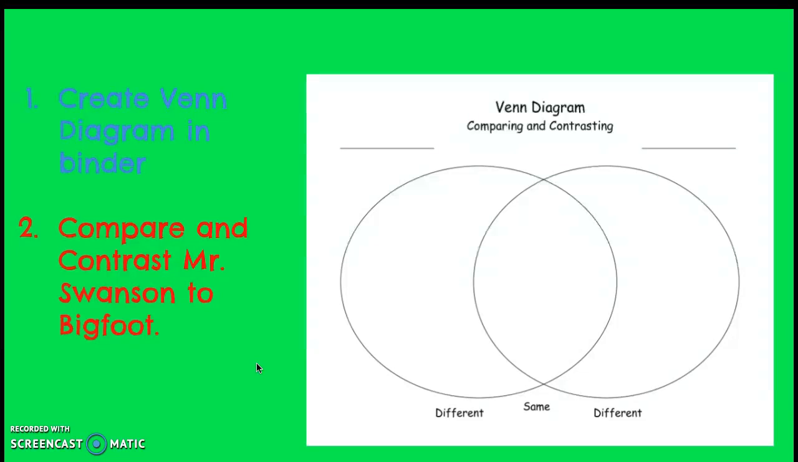So now I would like you to create your own Venn diagram in your binder, making it look like this, and then you're going to compare and contrast Mr. Swanson to Bigfoot. So I might write Mr. Swanson up here, Bigfoot up here, write down what they have similar or the same by comparing them in the middle, and then writing down what they do not have in common, or contrast the two, on the outsides of the circle.